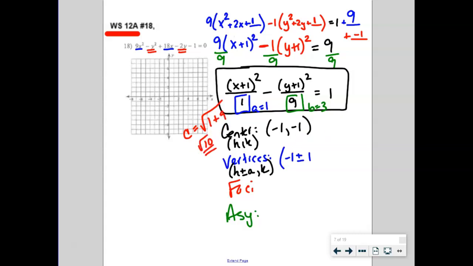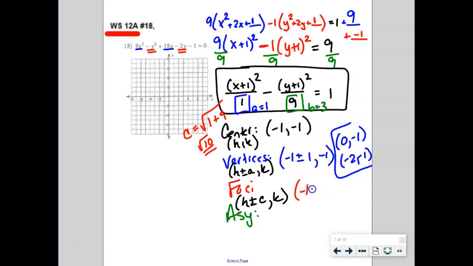All right, here goes. So back to the vertices. -1 plus and minus 1, comma, -1. But pre-calc, you're better than this. -1 plus 1 is 0, -1. And then you got what? -1 minus 1 is -2, -1. I'm sure that's right, but I'm going to find out in a minute. The foci are located at h plus and minus c, comma k, for this type of hyperbola. So we've got -1 plus and minus the square root of 10, comma, -1. And I am not going to split that up, because who cares?